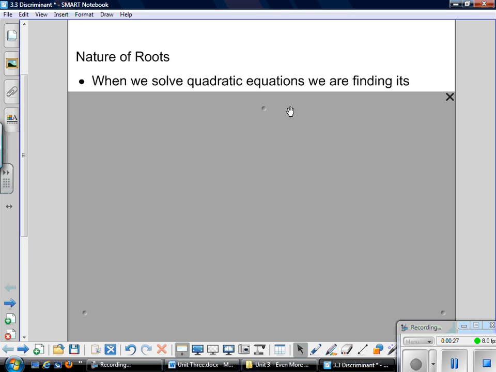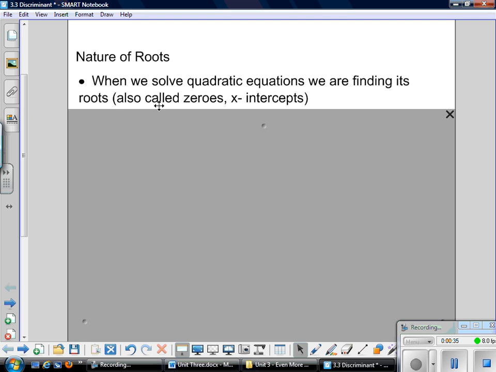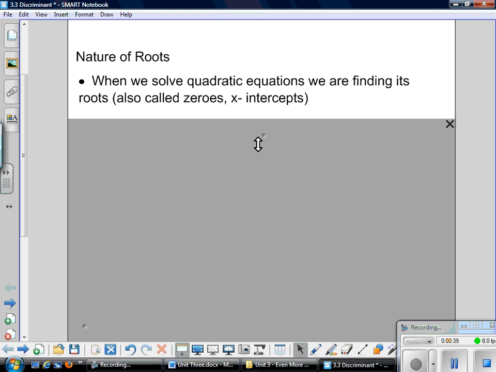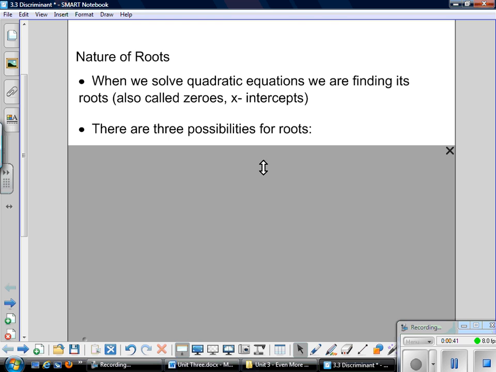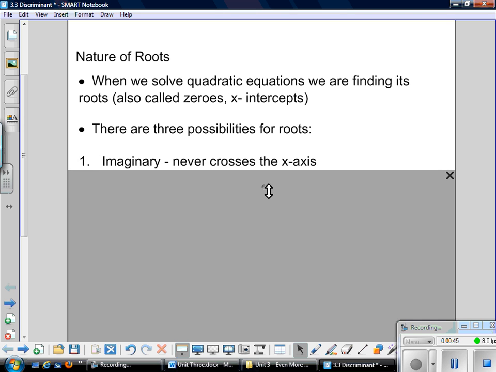Okay, so when we solve quadratic equations, whether it's by factoring or the quadratic formula, we are finding its roots. We also call them the zeros. It's also the x-intercepts. Now, there are three possibilities for x-intercepts or for these roots. One is imaginary. In other words, they never cross the x-axis.